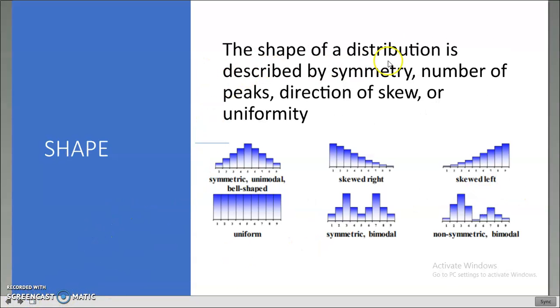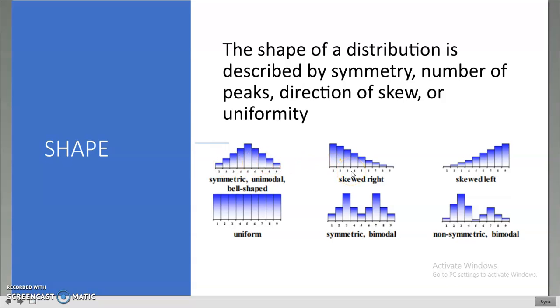All right, the shape of a distribution is described by symmetry. So this is what we read before. The number of peaks, direction of skew, or uniformity. So here is an example of something that is symmetric. It looks the exact same on the left side and the right side. It is unimodal. We only have one peak, and it looks like a bell shape because, as they said, when it's unimodal, we usually call it a bell shape.